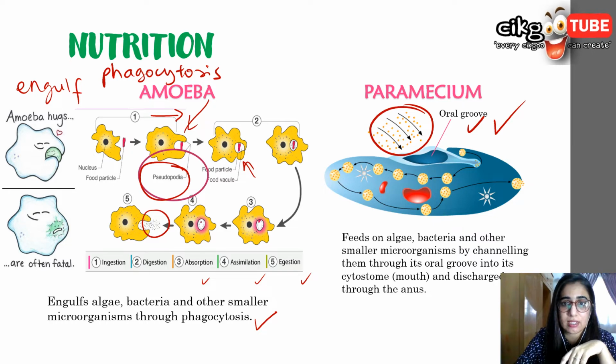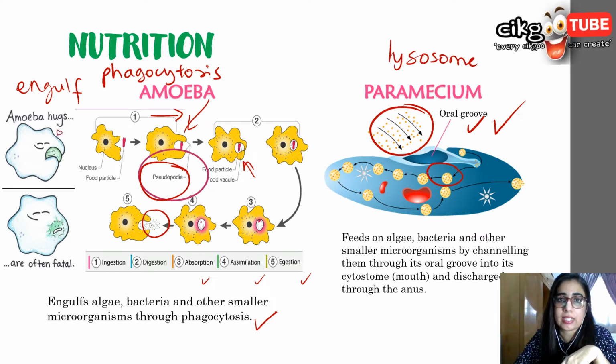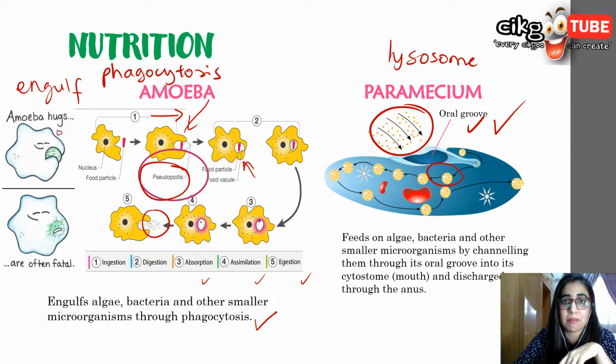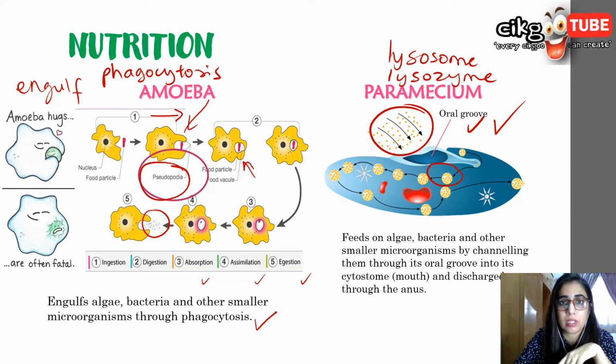Then once it enters, the food vacuole will combine with lysosome. The food particles are then hydrolyzed by the enzyme lysozyme. Lysozyme will digest the food in the lysosome, and the nutrients will be absorbed in the cytoplasm. All will be absorbed in the cytoplasm.